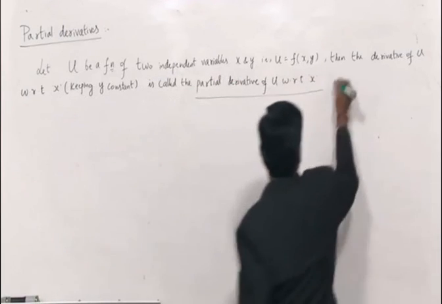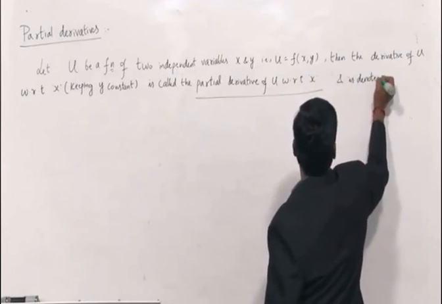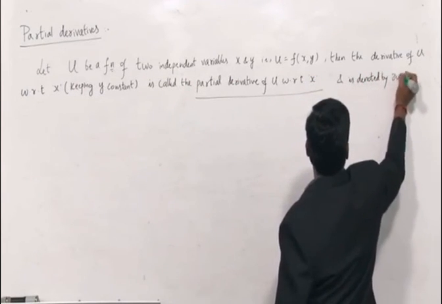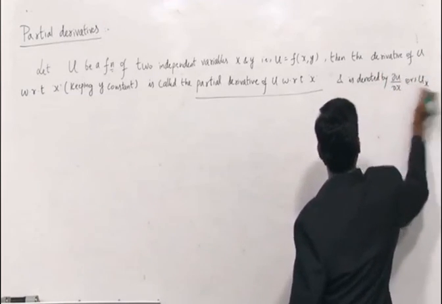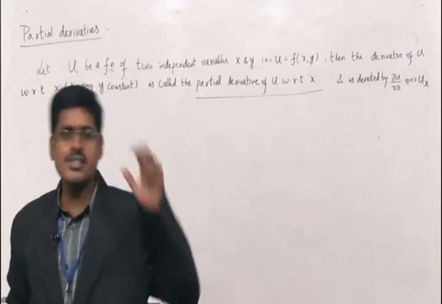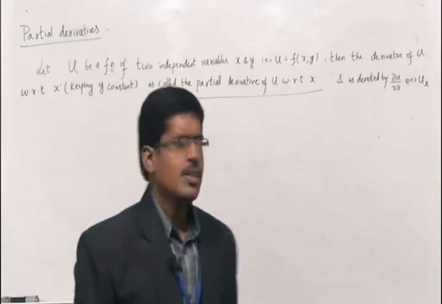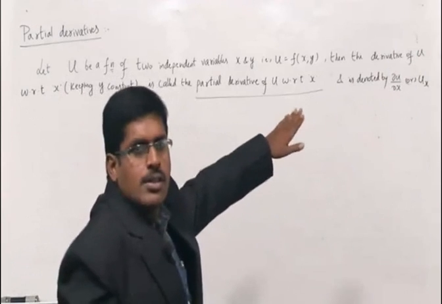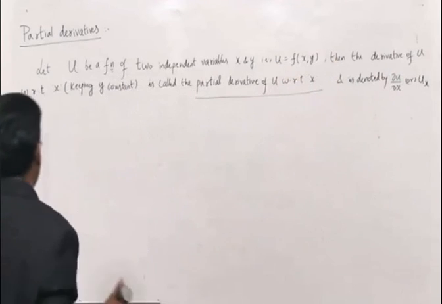Okay, and it is denoted by dou u by dou x, or in suffix form u x. The suffix indicates that in this partial derivative with respect to x, that is ordinary differentiation only. Once you remember the basic formulas, just differentiate with respect to x, then keep all other variables constant. Here the other variable is y.